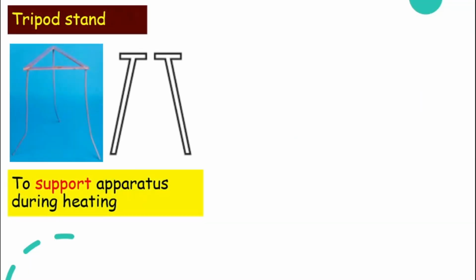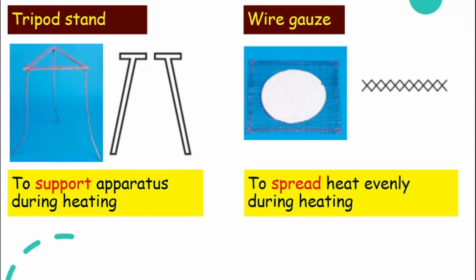This is a tripod stand. It is used to support apparatus during heating. And this is a wire gauze. We use it to spread heat evenly during heating.